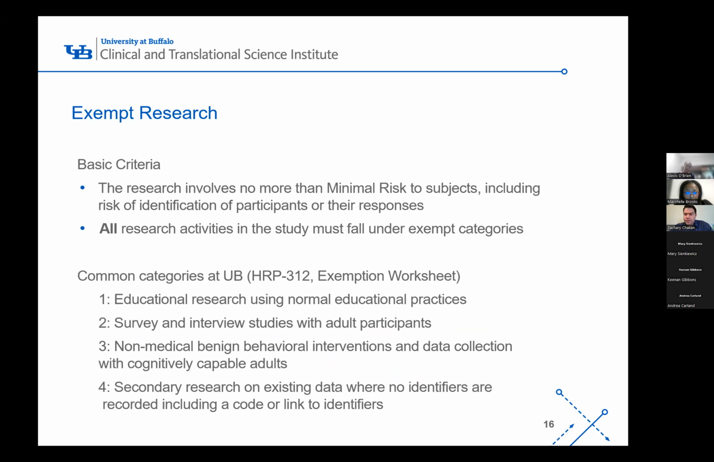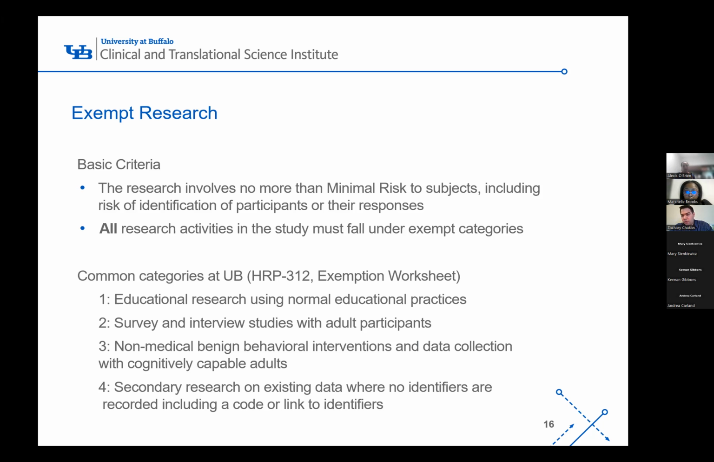So there are different types of research to cover real quickly here. These would also potentially be future presentations in and of themselves, but to get a little bit of a crash course, exempt research is the first one we'll talk about. The basic criteria for exempt is that the research involves no more than minimal risk, especially risk of identification of participants and their responses.